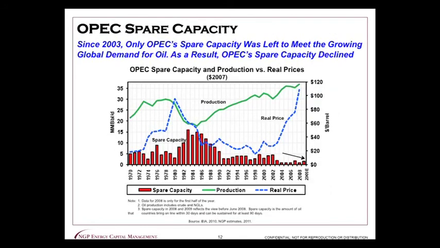So production was flat, demand was increasing, and the only way we can meet demand is to utilize OPEC spare capacity. That's what we see in those red bars. OPEC spare capacity just vanished, and oil prices skyrocketed. It is as simple as that. But this is not the end of the story.